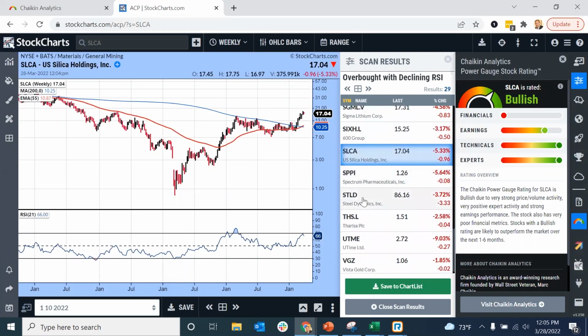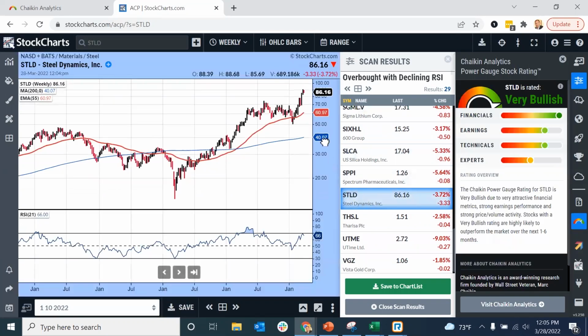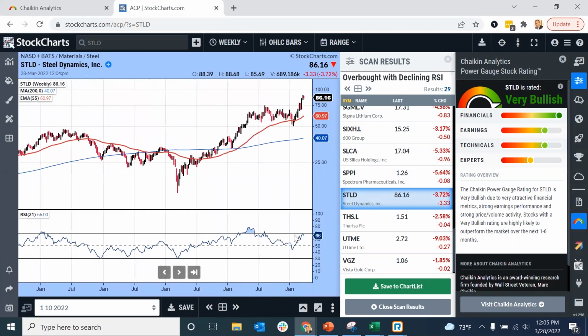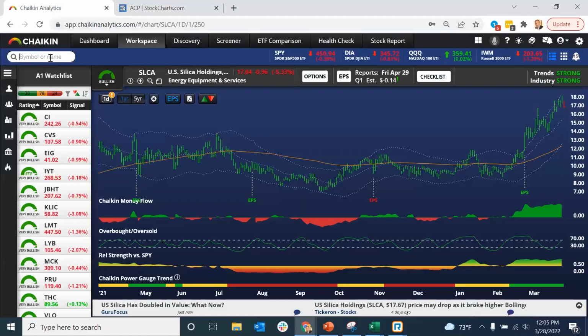Let's find another one like Steel Dynamics. Again, another one that's, I would think, in a healthy situation, considering the environment. Overbought for sure, sliding slightly, about 3.5% or so. Let's look at STLD.